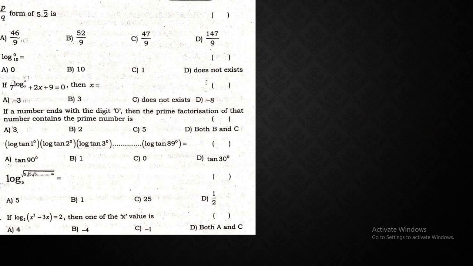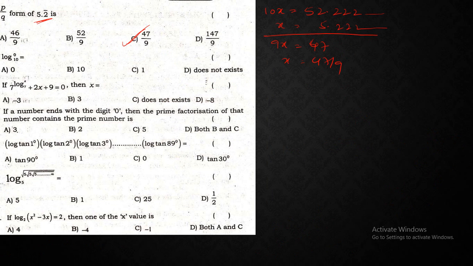The next question, p by q form of 5.2 bar. Since periodicity is 1, I am multiplying and considering this value as x. So 10x is equal to 52.2222 and so on. x is equal to 5.222 and so on. When I do subtraction, this becomes 9x is equal to 52 minus 5, which is nothing but 47. So x is equal to 47 divided by 9. So clearly the answer is option C.